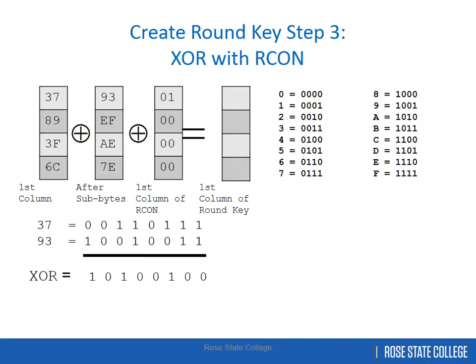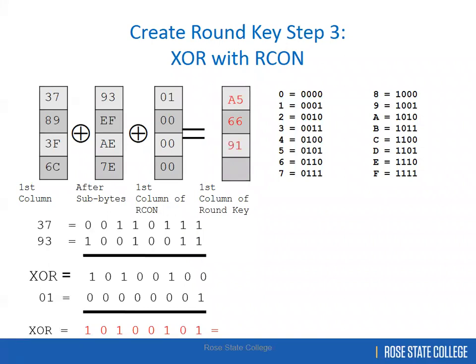Then we've got to XOR that with 0, 1. Okay? And we end up with that right there. Then we take that, which happens to be a 5, and that goes way up there in the top. Then you take 89, XOR with EF, and we get 66. Oh, I don't have animation for that one. Then 3F with AE. We don't have to do anything with the third column because those are all zeros. Okay? And so on and so forth.